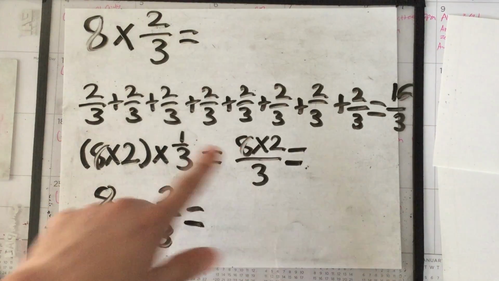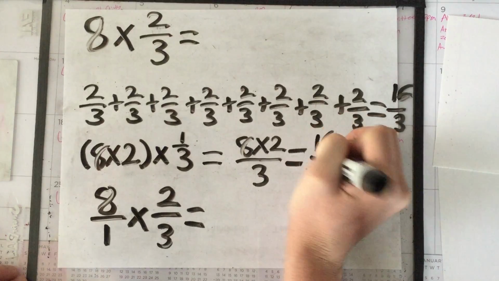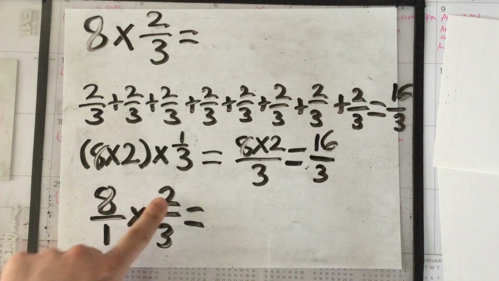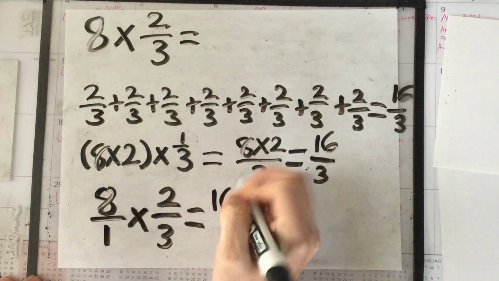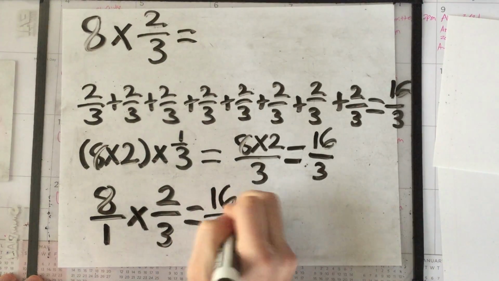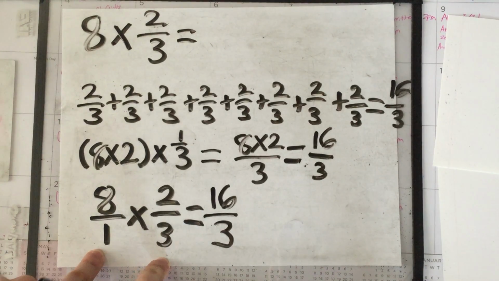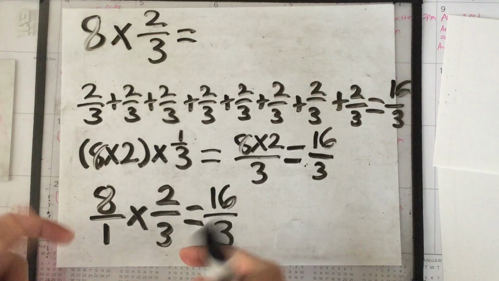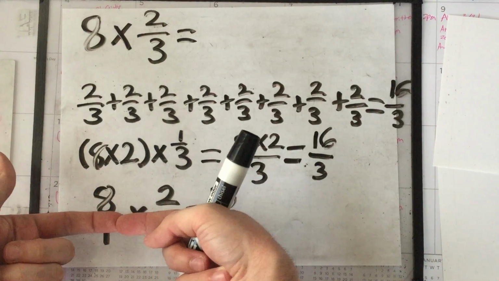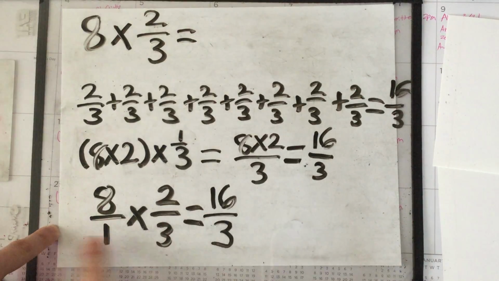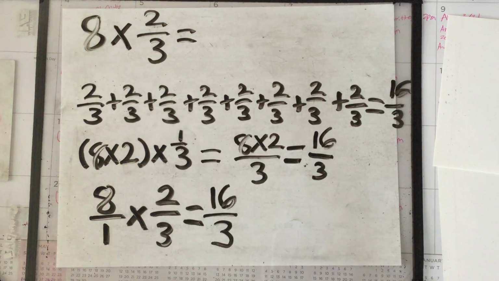8 times 2 is 16, and our unit came along for the ride. Let's try it again. 8 times 2 is 16. 1 times 3 is 3. Remember, when we're multiplying fractions, we go across. We keep that line separating them, and the top and bottom don't talk to each other. We just go across horizontally.